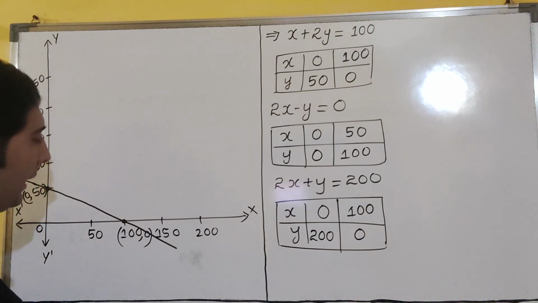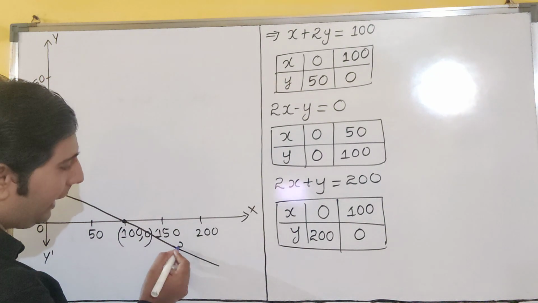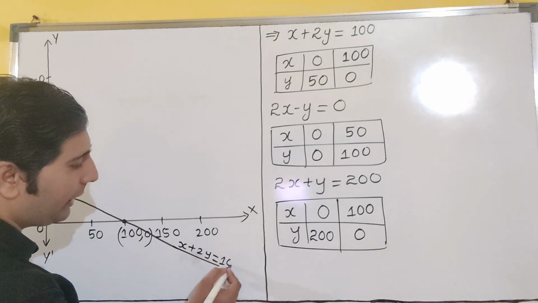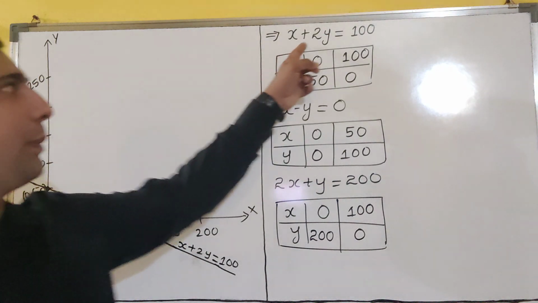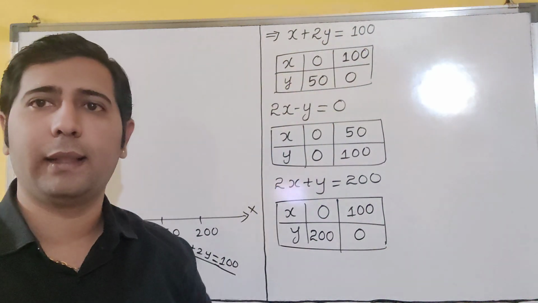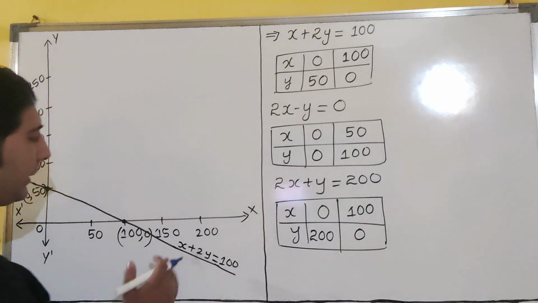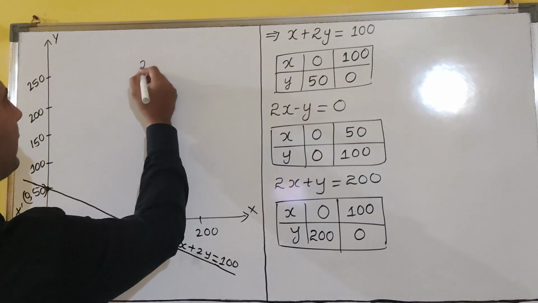So now this line you already know. This line is nothing but what? X plus 2y is equal to 100, dear students. This line is x plus 2y is equal to 100. That is the equation of the line. So now see here. Whether this contains origin or not, in the last class only we have discussed.